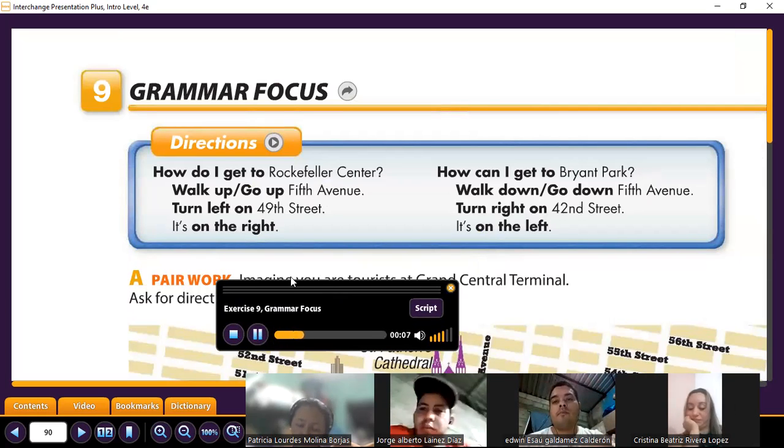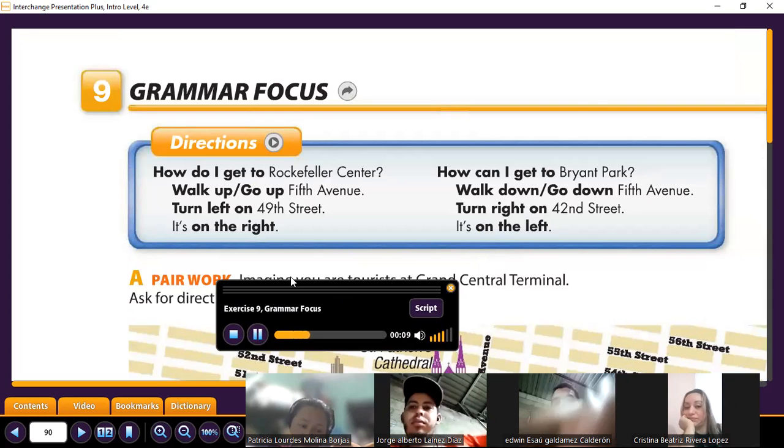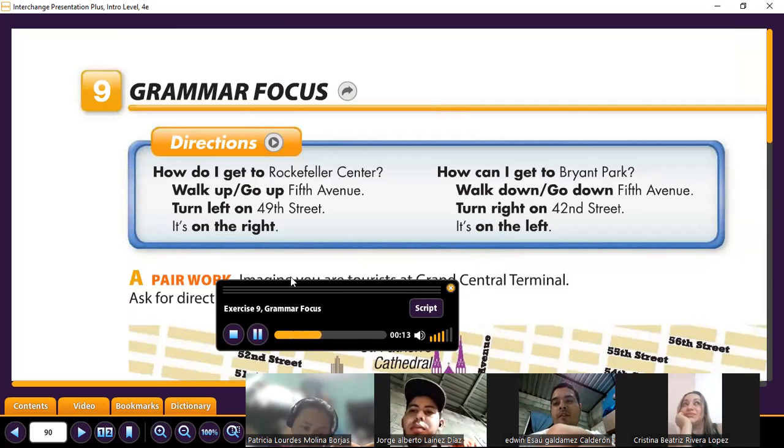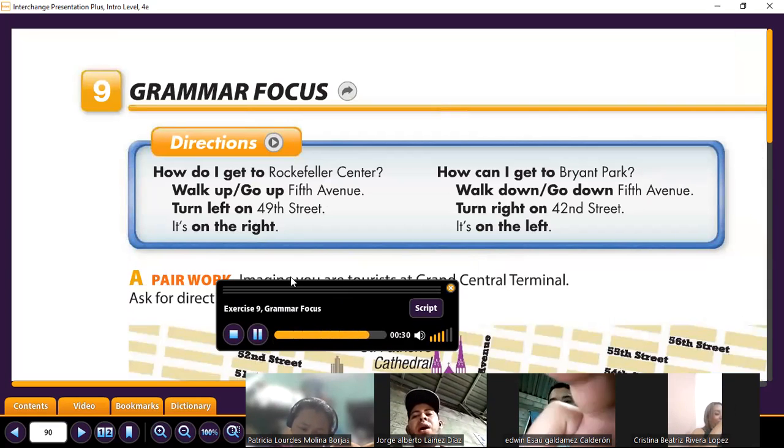Directions. How do I get to Rockefeller Center? Walk up 5th Avenue. Go up 5th Avenue. Turn left on 49th Street. It's on the right. How can I get to Bryant Park? Walk down 5th Avenue. Go down 5th Avenue. Turn right on 42nd Street. It's on the left.